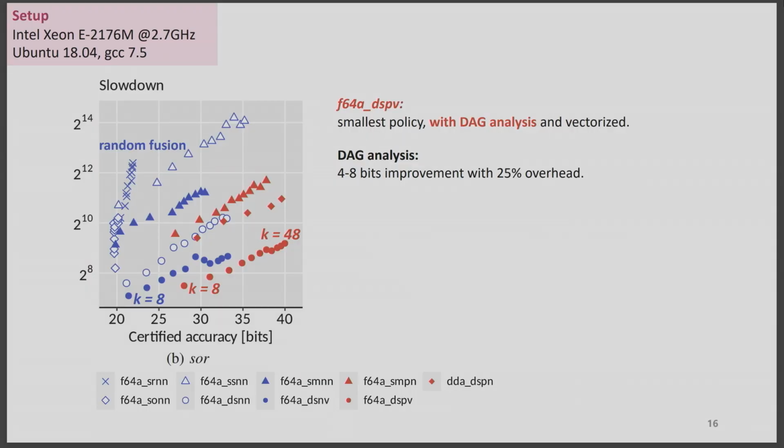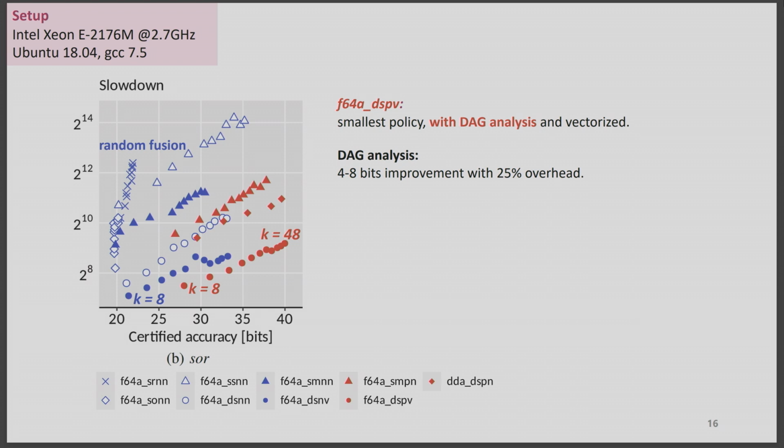So just to give you an idea how this looks, the y-axis is just the slowdown that you get compared to the original program. And the x-axis is the accuracy. The more, the better, basically. And what you want is to have something closer to this corner, more accuracy and less slowdown. And here I'm just drawing different configurations that the compiler can generate for different fusion policies. You see the random fusion, which is not very good, there in crosses.